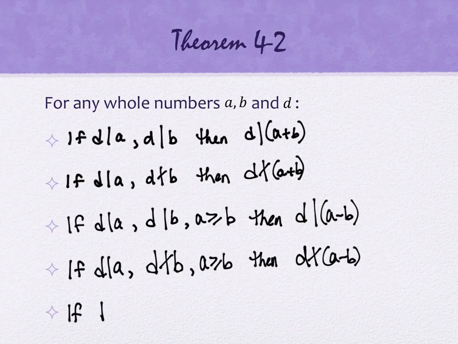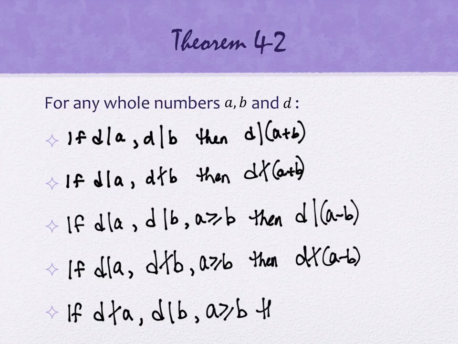And the last one almost looks like I just took this fourth one and sort of shook it up a little bit. We're going to say D does not divide A now, but D does divide B. The rest of it stays the same. A is greater than or equal to B. And it will also be true then that D does not divide A minus B. So there's 3 for subtraction.